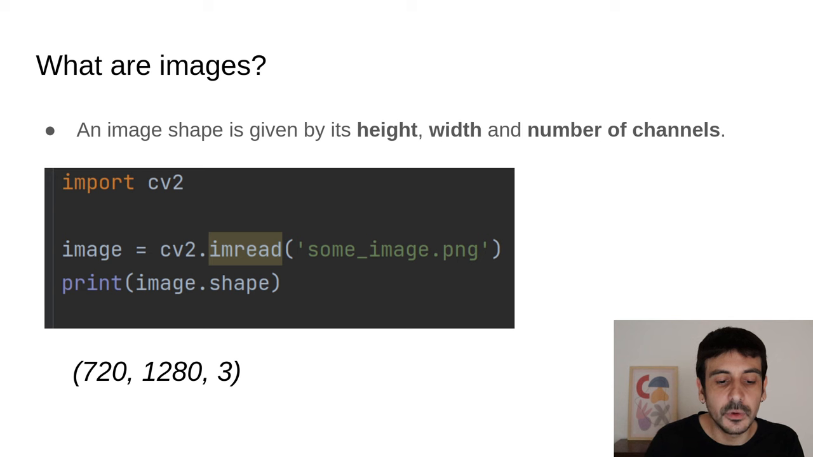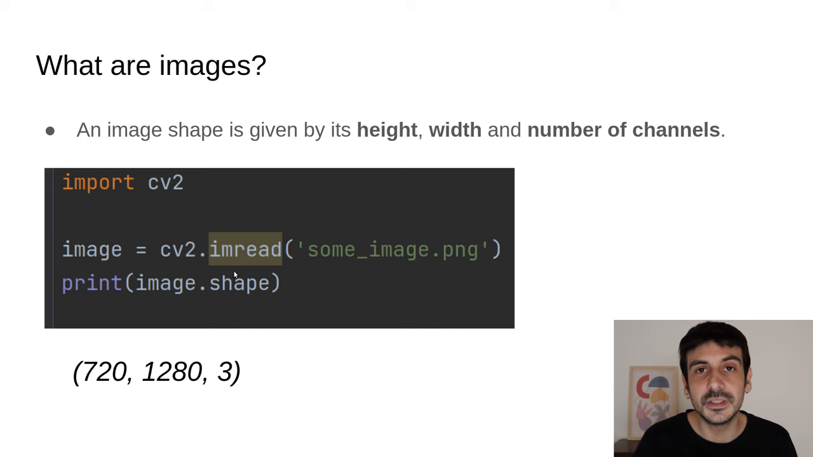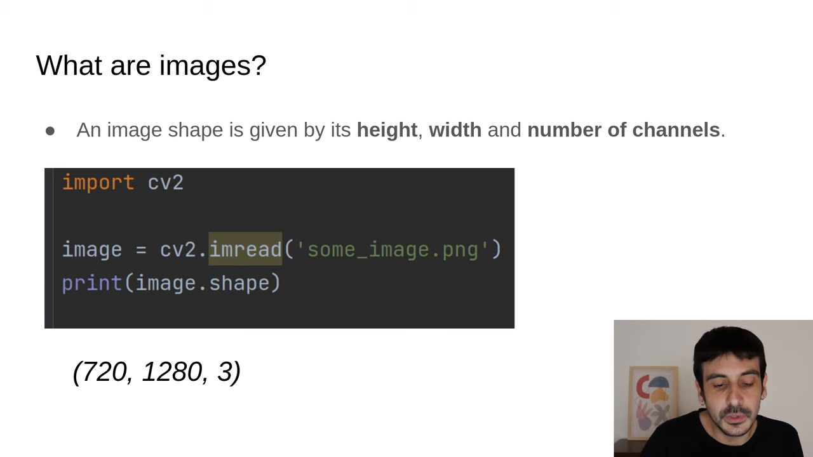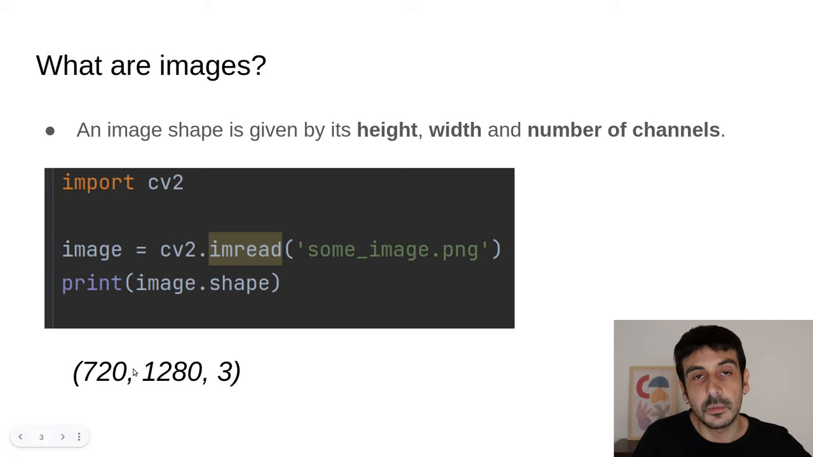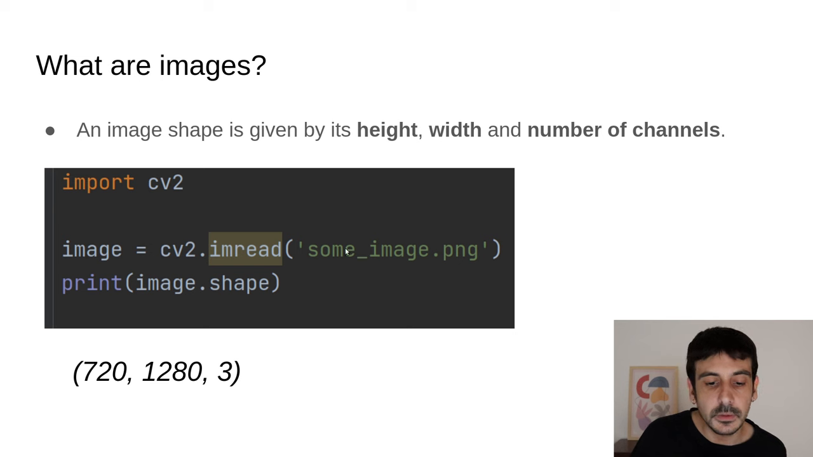So now let's continue, and now that we know that the images are NumPy arrays, let's see what happens when we ask for the image shape, right? As images are NumPy arrays, we can definitely print what's the image shape, right? This is something we can do with absolutely any NumPy array. And this is the output we get, for example, in this particular image I am loading over here in this example.